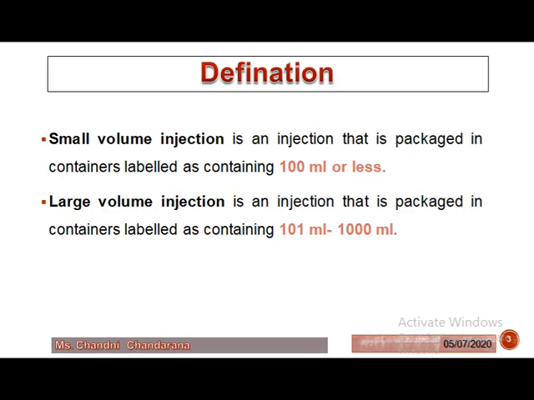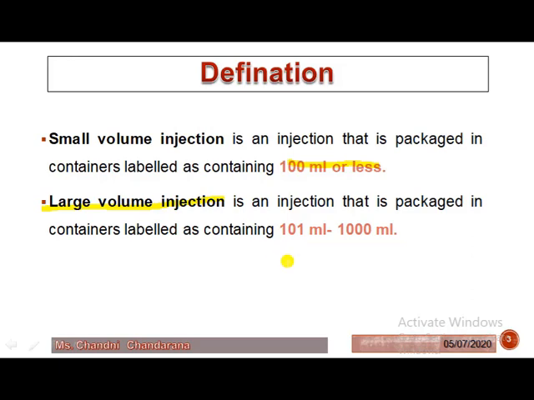Now, first is the definition. As I discussed in my previous lecture, the difference between small volume parenteral and large volume parenteral. So, you all know what is small volume parenteral. It is an injection that is packaged in a container labeled as containing 100 ml or less. And what is large volume parenteral? It is an injection that is packaged in a container labeled as containing more than 100 ml, or you can say 101 to 1000 ml.